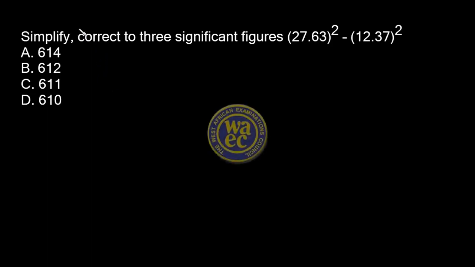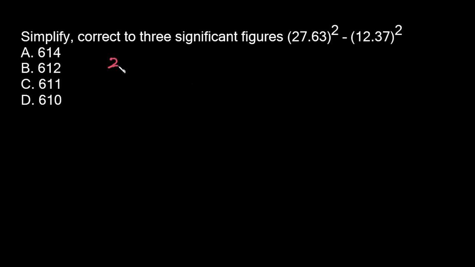This is WAEC Maths 2019 and the question goes thus. Simplify, correct to 3 significant figures, these given decimal numbers. So let us quickly write these decimal numbers out for explanatory sake.